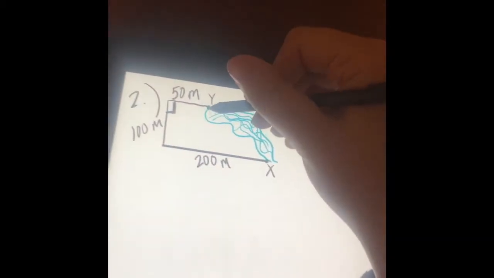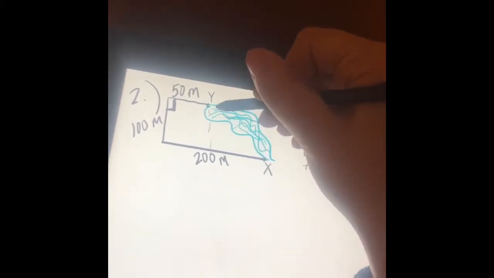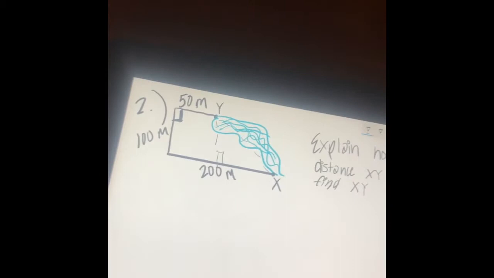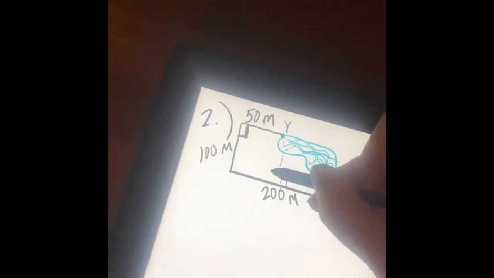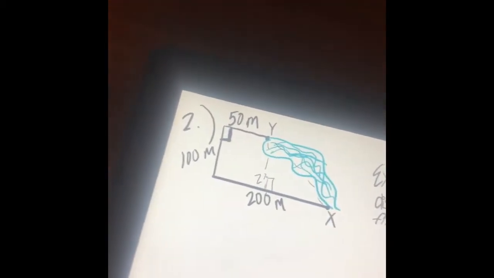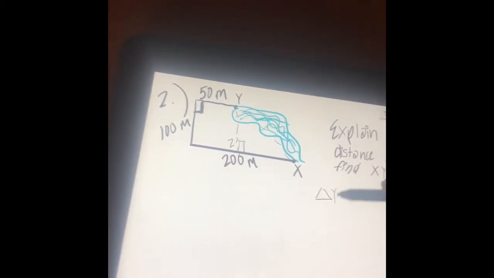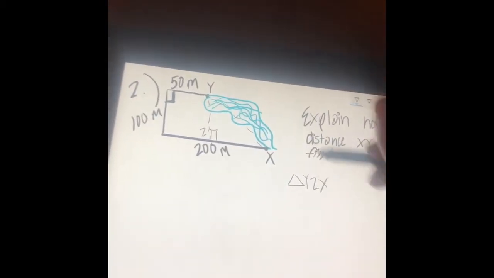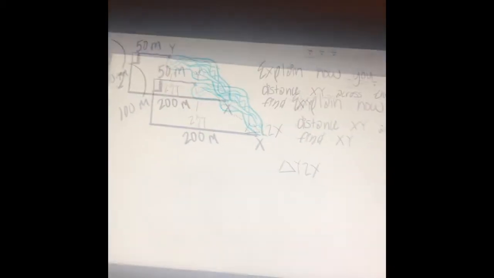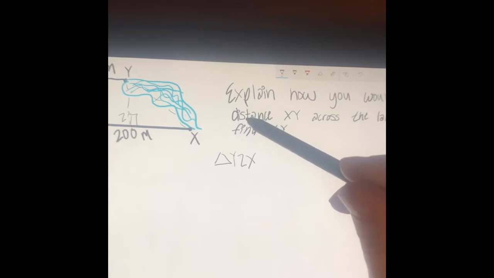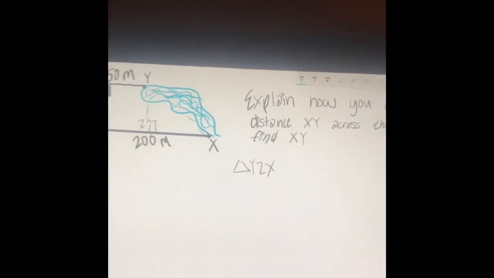So I will just show that. Here we have our 90-degree angle, and we'll just call this point Z. So therefore, that gives us triangle YZX. Moving forward, keep in mind we are asked to find the distance XY across the lake.